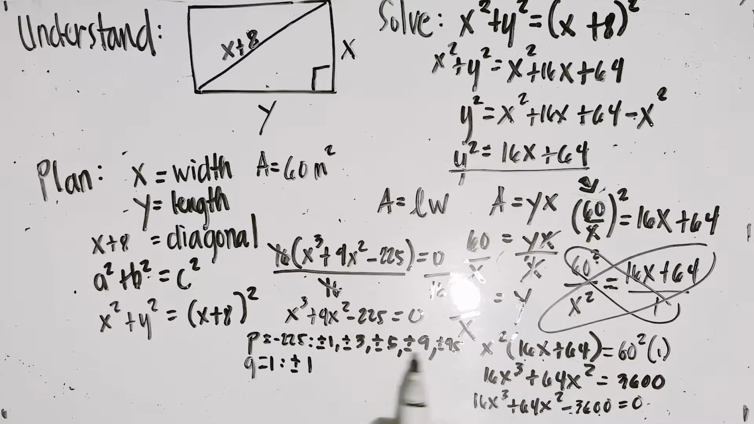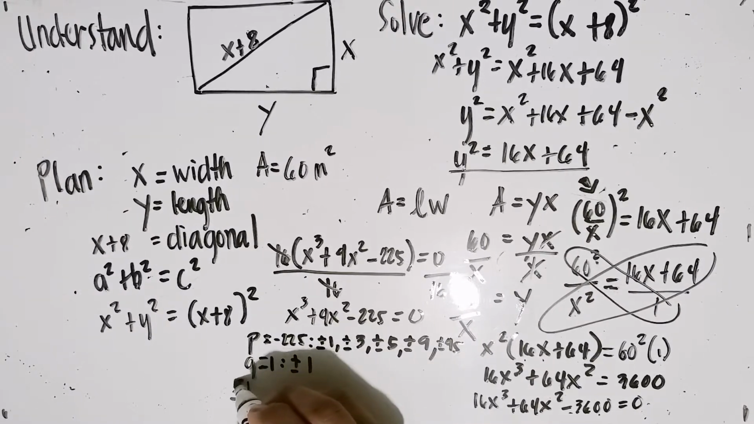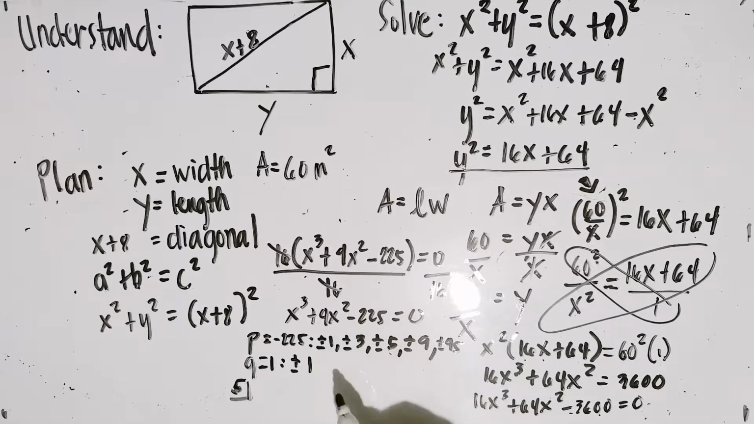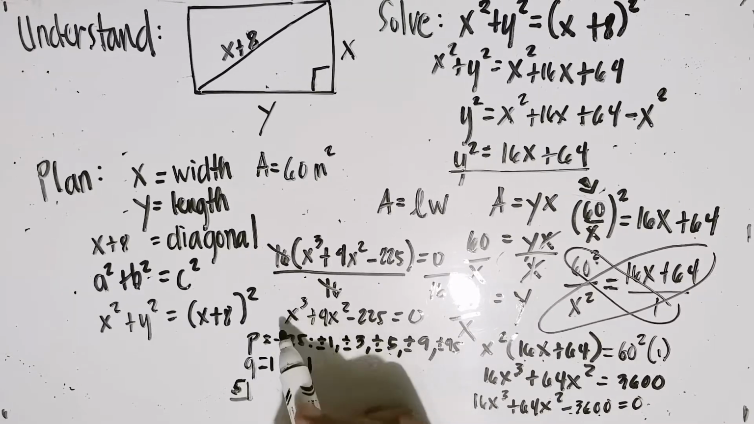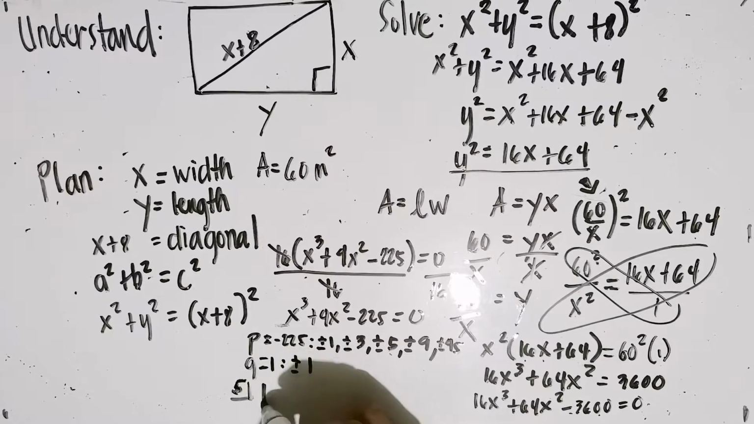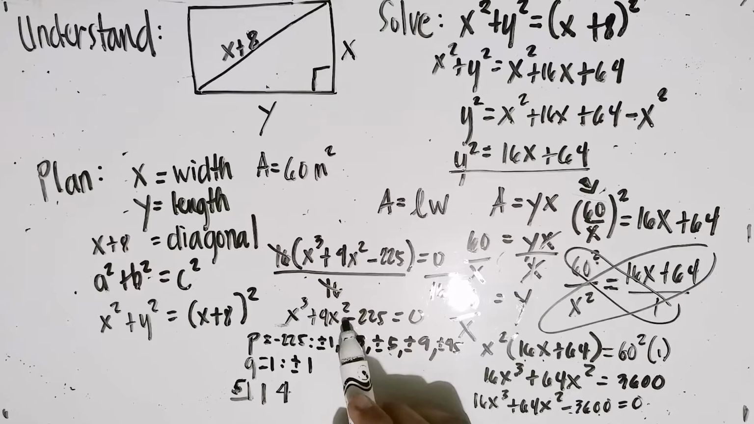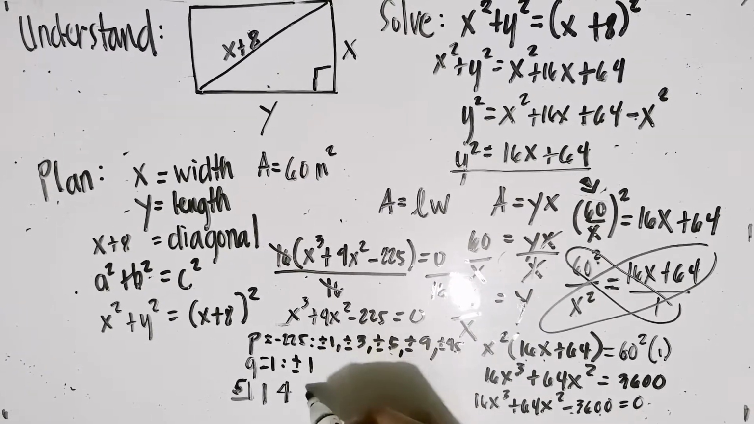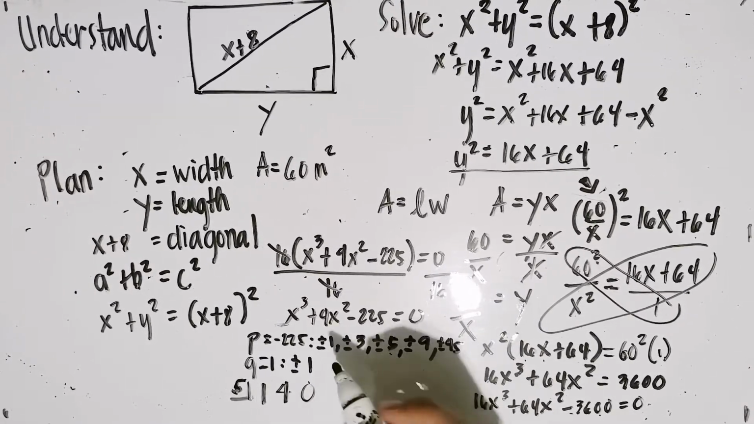So now, from these factors, we will do trial and error. So we will use this one as our divisors to divide this trinomial. So first, I'll choose positive 5. So I choose positive 5 because somehow positive 5 might be the factor that can make this equation equal to 0. So write the coefficients. Numerical coefficient of the trinomial, we have 1. Next, 4. And we don't have the coefficient for x. So as you can see, x cubed, x squared, and there's no x. So we will write that one as 0. And for the constant, we have negative 225.